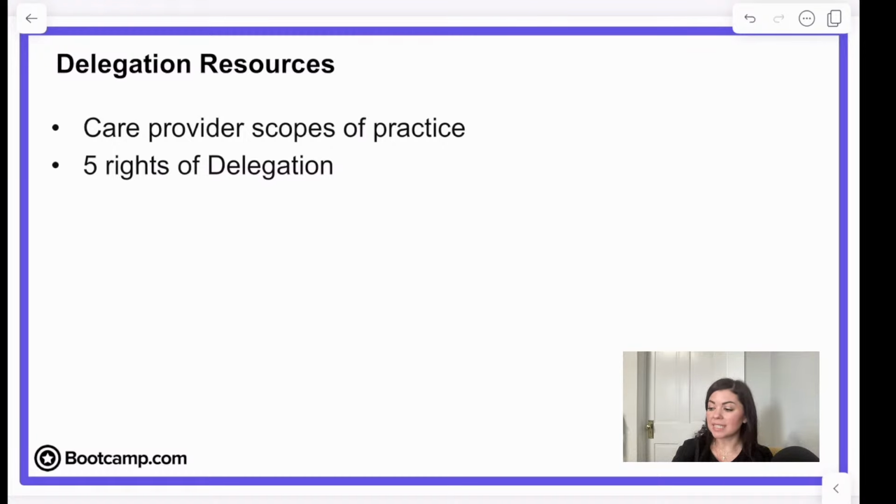The first one is the care provider scopes of practice. To put it simple, that's just what can everybody else on the nursing unit do. So everybody's scope of practice, what are they allowed to do legally?